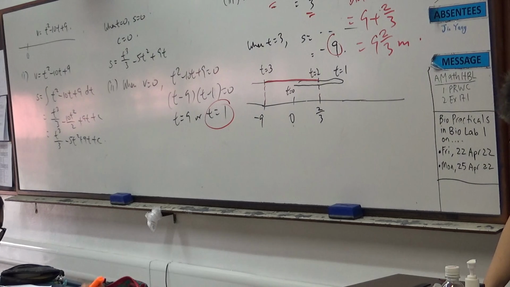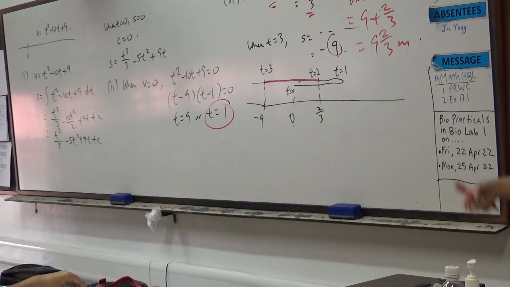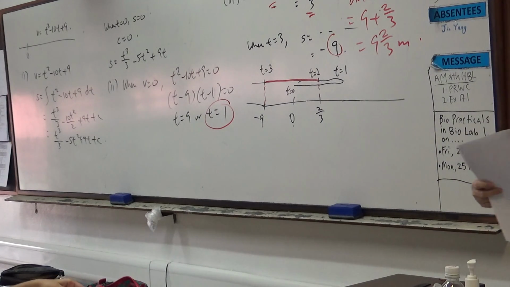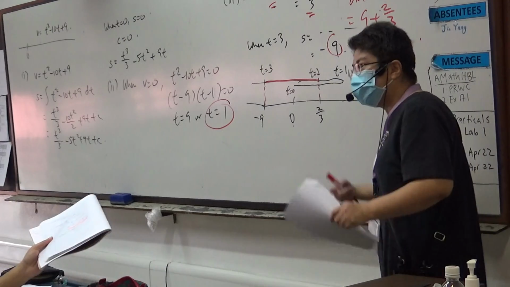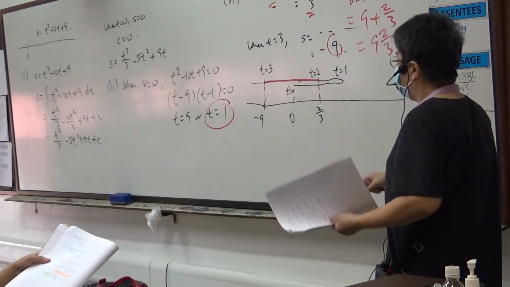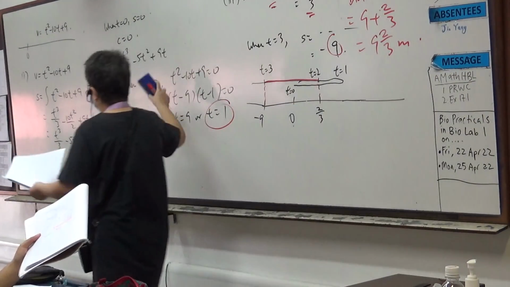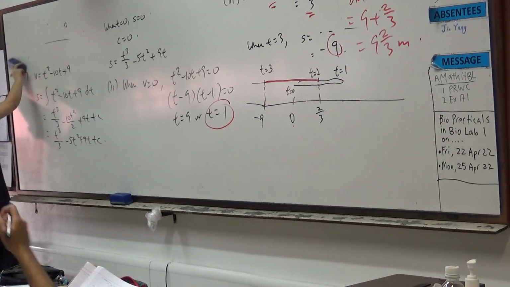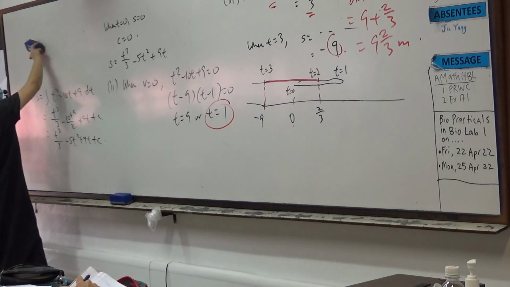Part 4. The total distance traveled in the first 10 seconds after passing through O. You see, this is a very naughty question now. You understand what I'm talking about here? It's called a naughty question. Okay, now why? Let me sketch this again, okay?